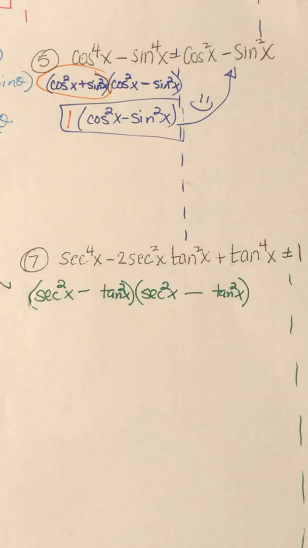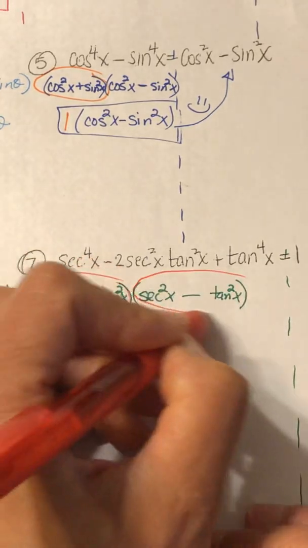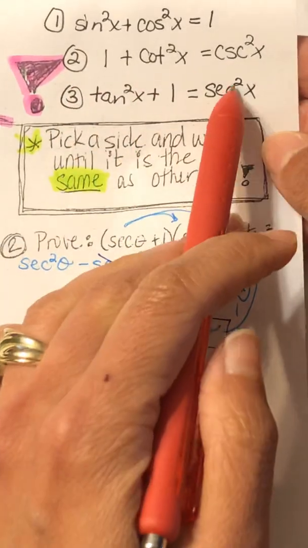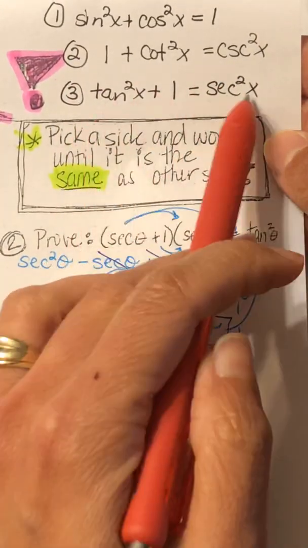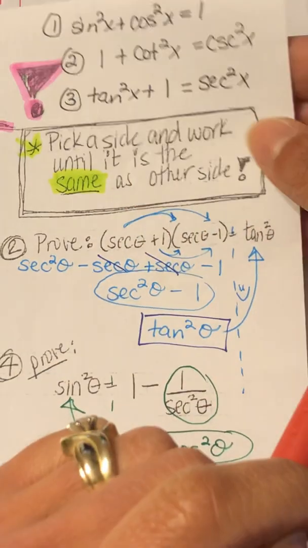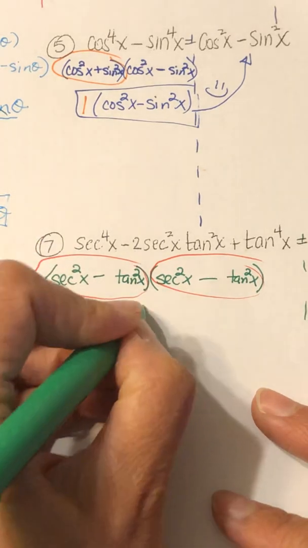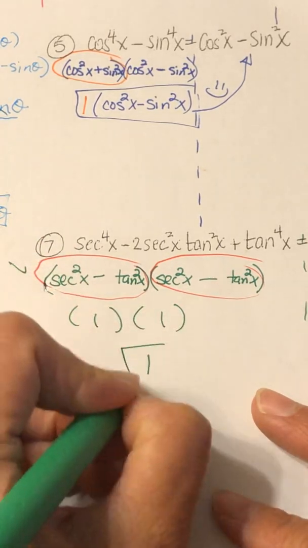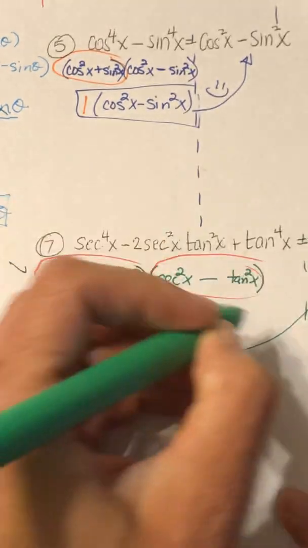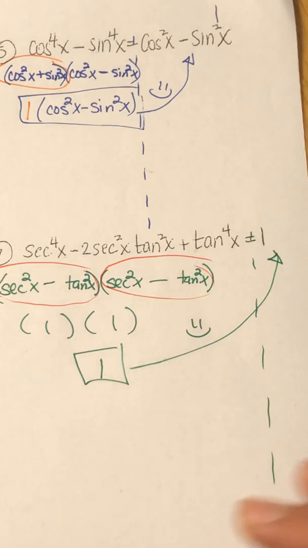And secant squared minus tangent squared, that should be familiar, and we've got 2 of them. So I'm looking at the last identity there. If I subtract tangent squared from both sides, I will get secant squared minus tangent squared, and it equals 1. So I get to replace both of these with a 1. 1 times 1 is 1, and we get it to match the right-hand side. Boom shakalaka.